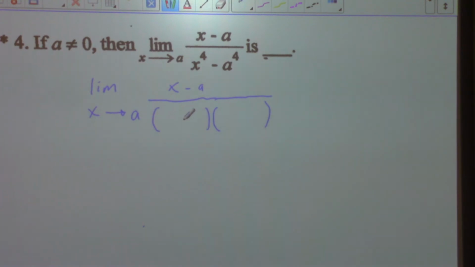Okay, let's talk about this. It'd be something like x plus a and then x minus a, right? Yeah. And so what you have to do is take the square root of this x to the fourth power, which is x squared, and then the square root of that a to the fourth, a squared. Then you have x squared plus a squared and x squared minus a squared.